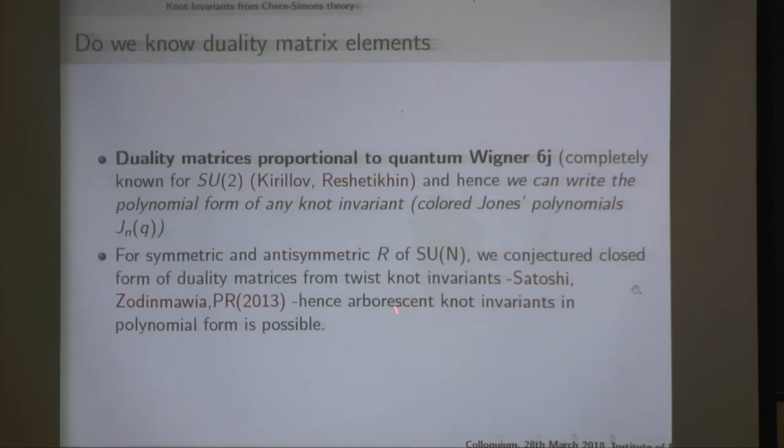So that is one important work with Satoshi and Zodin, who was, I think, a postdoc here in 2013. I think this exercise has to be done for other representations as well, and that's still an open question. If we do it, then we have an analog of Kirillov-Reshetikhin for arbitrary representation, and then we don't need to worry about drawing it as an arborescent diagram or non-arborescent diagram.